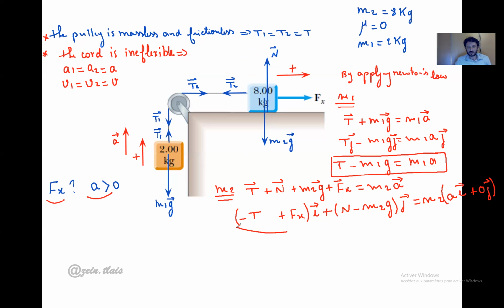Okay. Now I take the i component here: minus T plus Fx equals M2a, okay? And we can say N minus M2g equals 0. Okay, I don't need to talk about N because we don't have friction. Okay, so we can take only this equation.